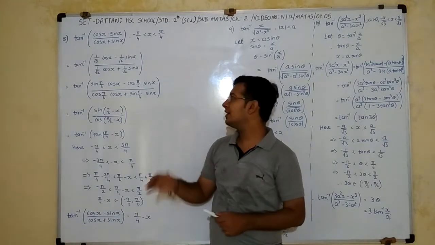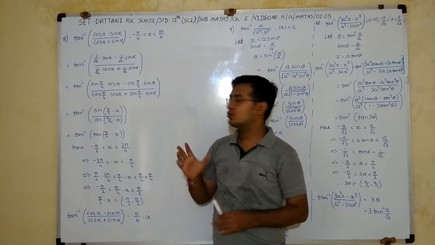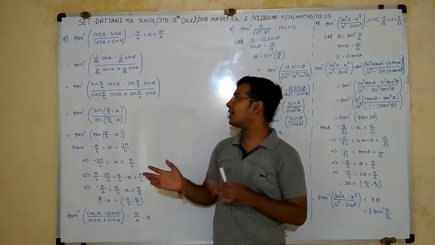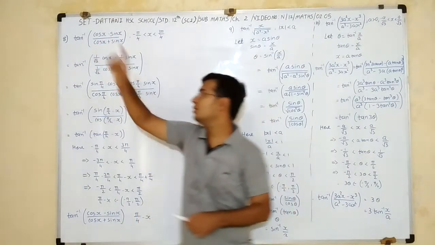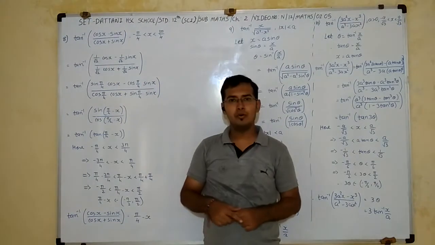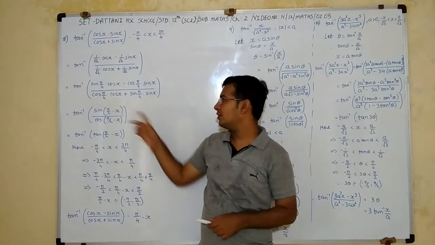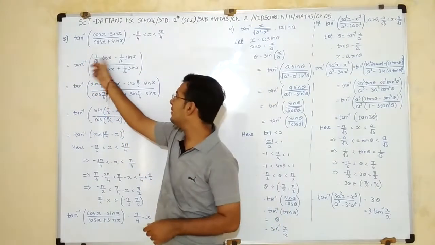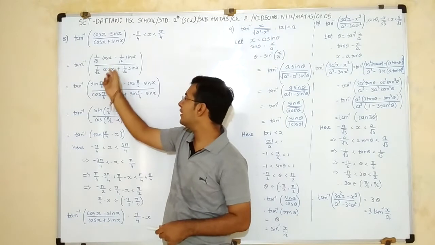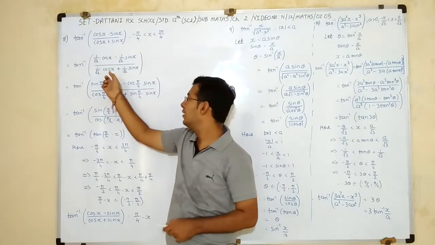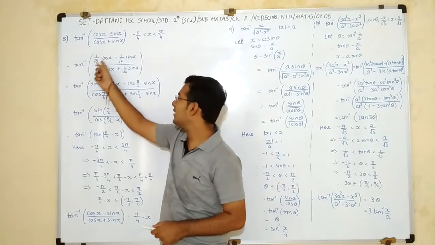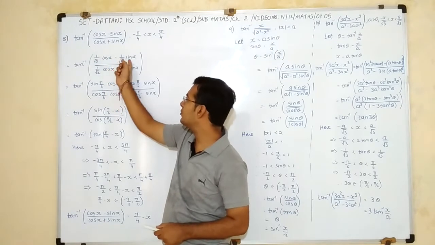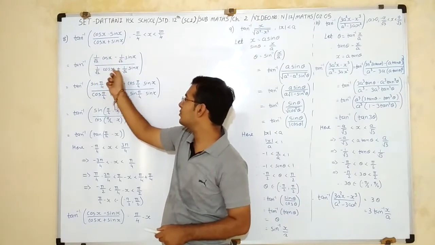So I need there a tan. You know the formula of tan using sine and cos: it is sine by cos. So I need sine upon cos. So I divide here by root 2 in numerator and denominator both. Okay, so I get 1 by root 2 cos x minus 1 by root 2 sin x, and 1 by root 2 cos x plus 1 by root 2 sin x.